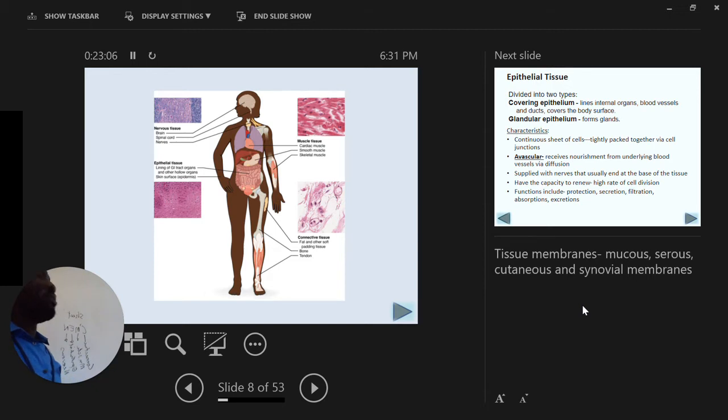Then the connective tissues. From the word connect, I already told you connective is connecting. So what do you have there? You have fat and other soft padding tissues.